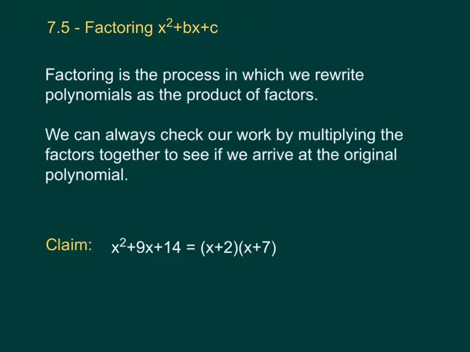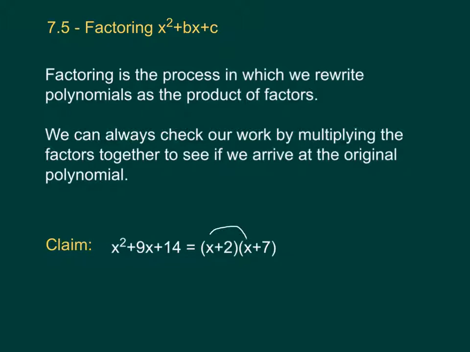For example, I claim that if I have the polynomial x² plus 9x plus 14, I can factor it into x plus 2 times x plus 7. X plus 2 is one factor, x plus 7 is another factor. To see if I've done this correctly, I can use the distributive property, the FOIL method, the box method, whatever way I want, to multiply these two binomials together and see if I arrive at my original polynomial.